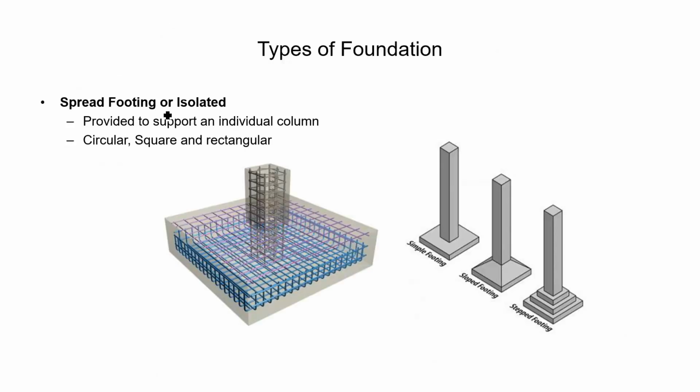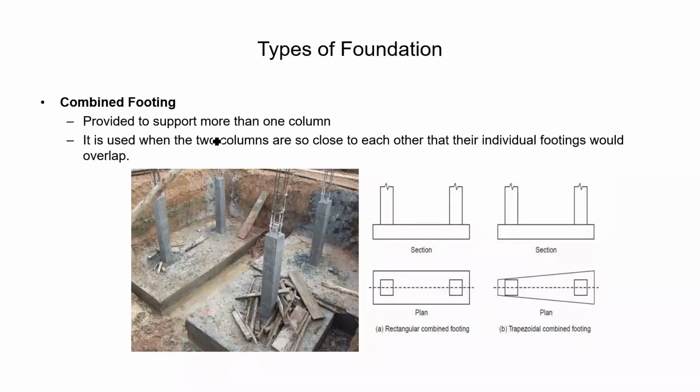A spread footing or isolated footing is that type of footing which is provided for a single column. The cross section of that footing may be circular, square, or rectangular. So based on the condition the cross section of the footing is decided. The combined footing is when the footings of 2 columns overlap, then one single footing is provided for the 2 columns and it is called combined footing.